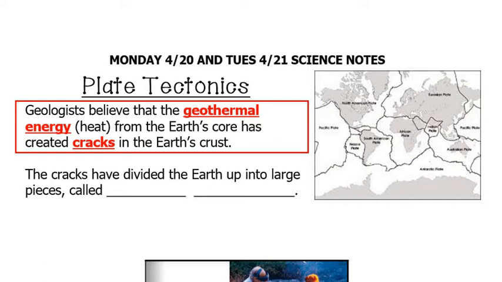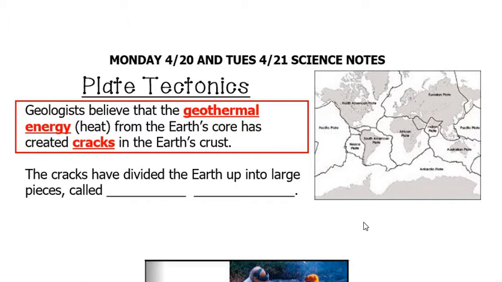As we do today's lesson, I will put up sections of your notes, and the new section that we're talking about will be in a red box, and then the words you need to write down will also be in red. Feel free to pause the video if you need more time to copy those blanks down and spell them correctly.